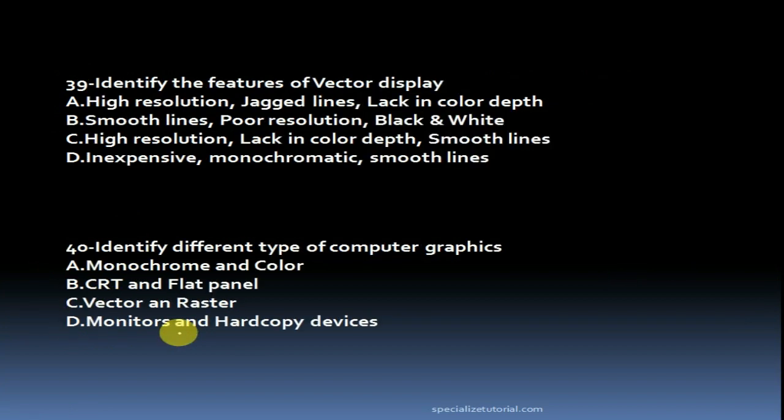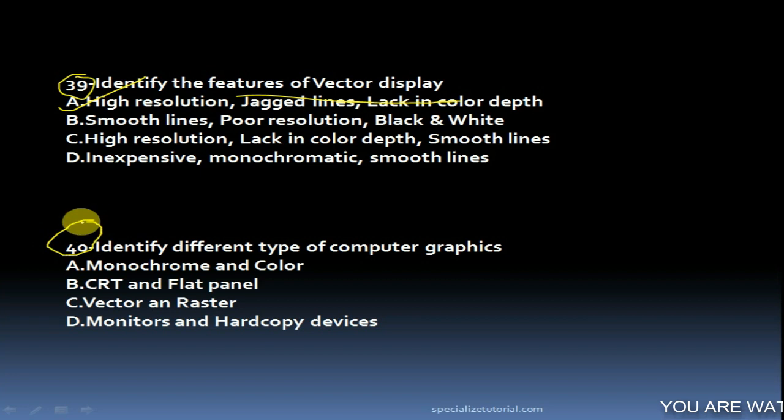So now take the next question. Question number 39, the second last question of this MCQ. Identify the features of vector display. The options are: high resolution, jagged line, lack in color depth; smooth line, poor resolution, black and white; high resolution, lack in color depth, smooth line and inexpensive; monochromatic and smooth line. So basically the features of vector display are high resolution, jagged line, and lack in color depth. This is the right answer.